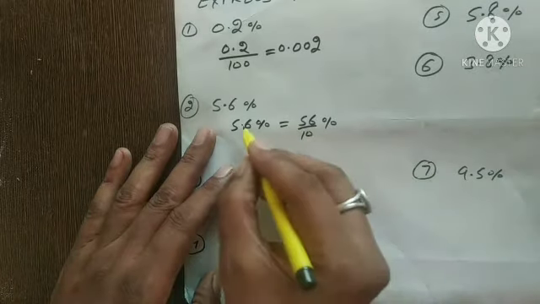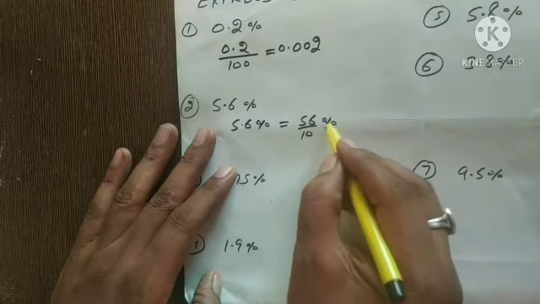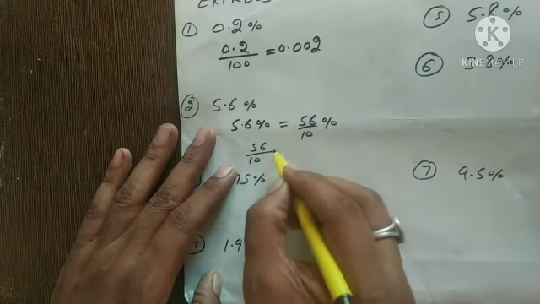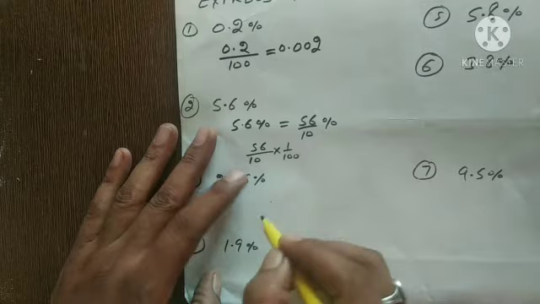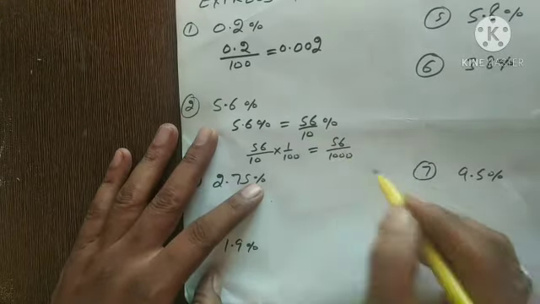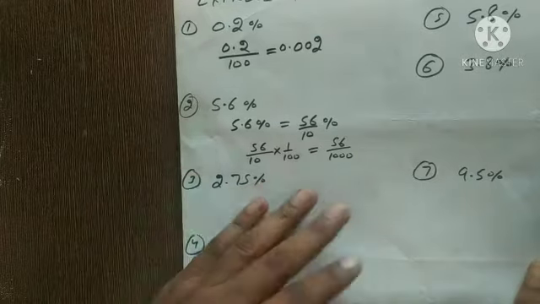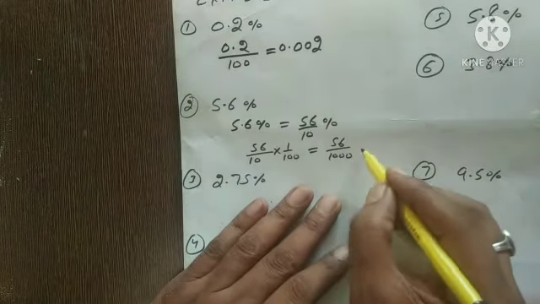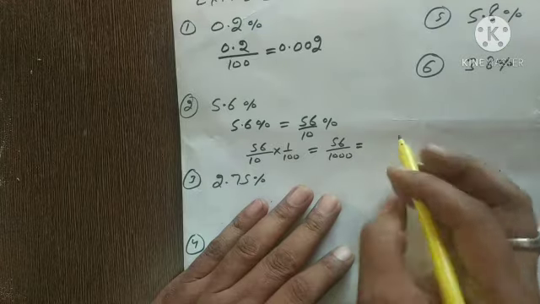Okay, because we can write it like this. Now what is the meaning of percentage? Meaning of percentage is this. Now it means 56 over 1000. Clear? Now how many zeros are there? There are 3 zeros, but we have to convert it into decimal.